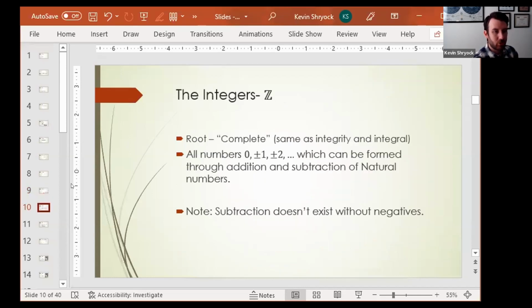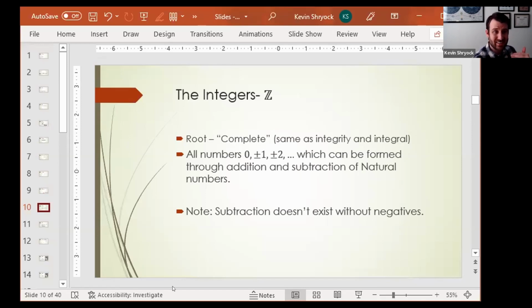All right, let's talk about the integers a little bit. Integers are simply your positive and negative versions of the natural numbers. Integer comes from the same root word as integrity and integral, meaning complete. So these are your complete numbers. These are the numbers with no trailing extras, no and 0.2, no and a half, nothing like that. We're just talking about nice, complete integers. It comes from integrity, to be complete, to be whole.